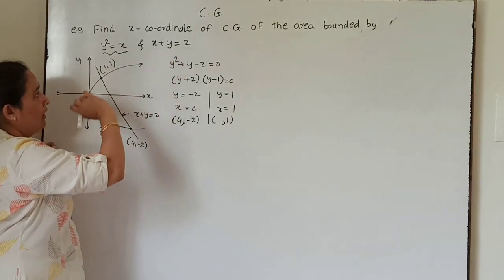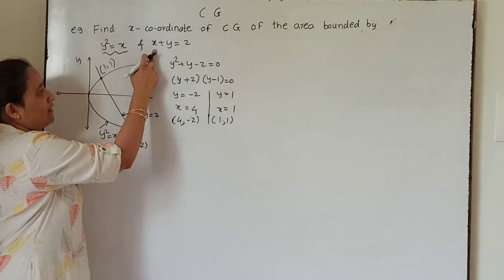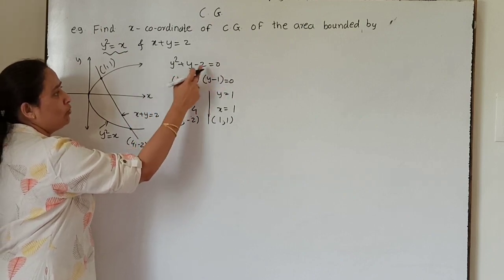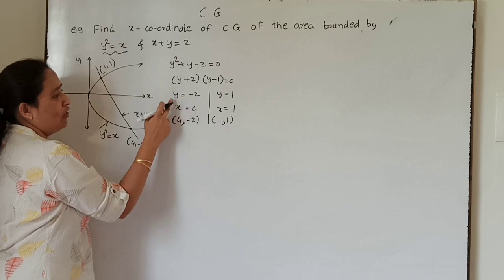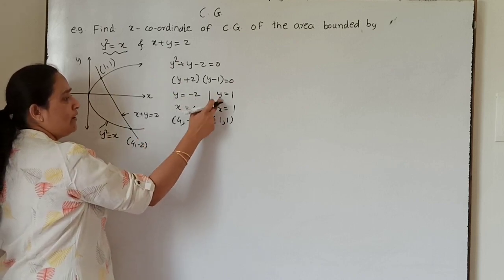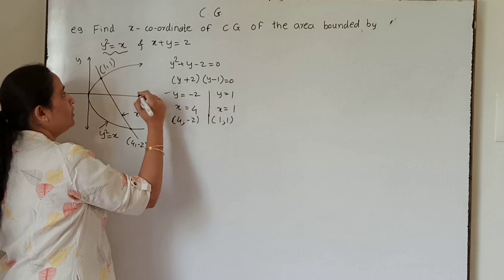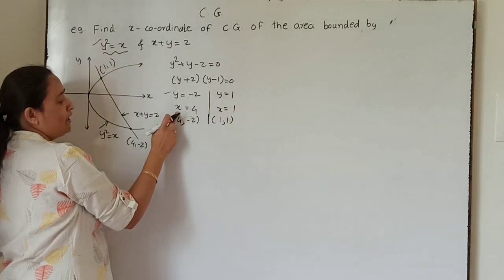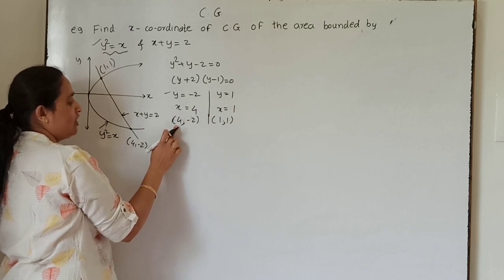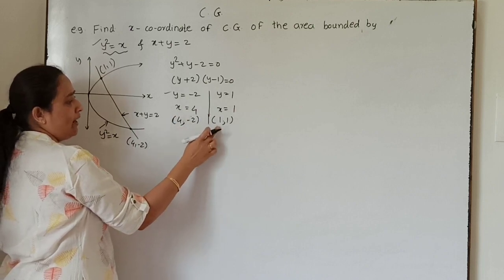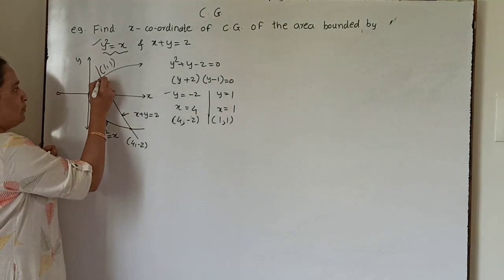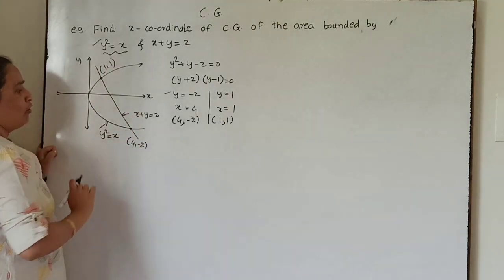If I put x is equal to y square in the second equation, you will get y square plus y minus 2 equal to 0. If you factorize this equation, we are getting two values for y, that is y is equal to minus 2 and y is equal to 1. If I substitute these values here, you will get the values for x as 4 and 1. So the point of intersection is 4 comma minus 2 and 1 comma 1. So the two curves will intersect at the point 1 comma 1 and 4 comma minus 2.